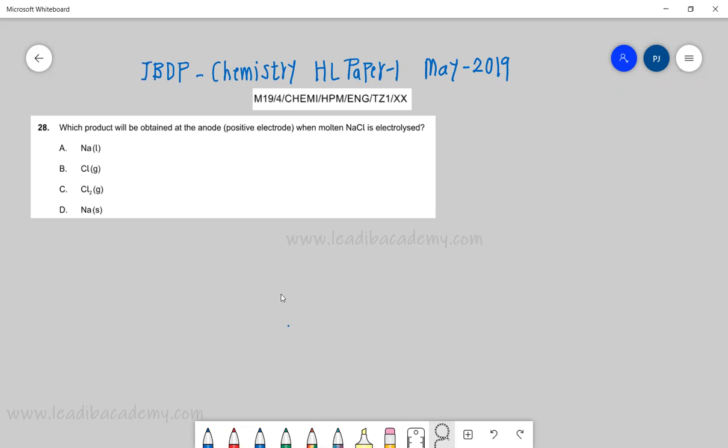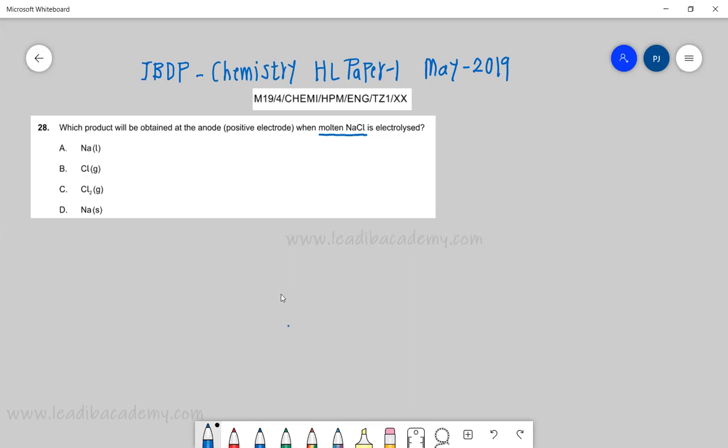Now the key word here is molten. Let me underline molten NaCl, because there is another possibility that it can be an aqueous one. Then the things change. Molten NaCl, very, very simple.